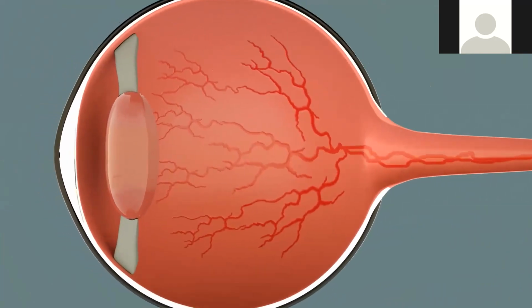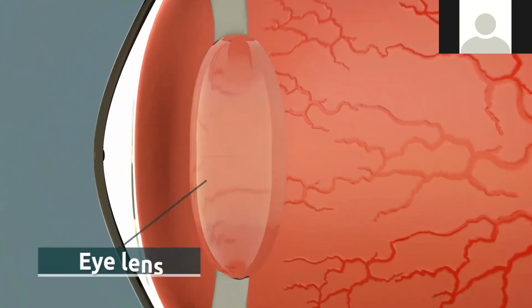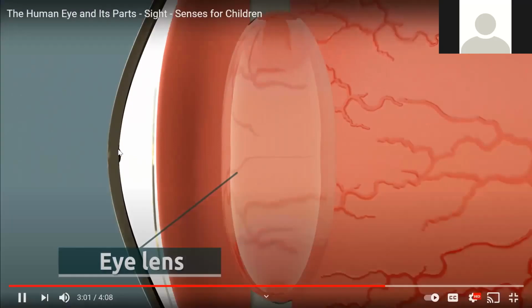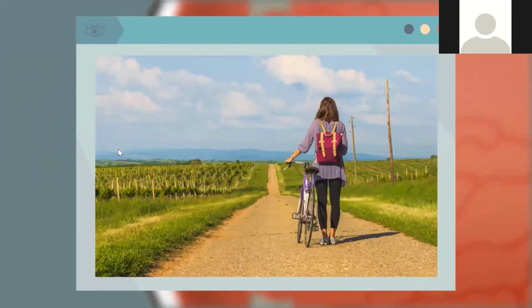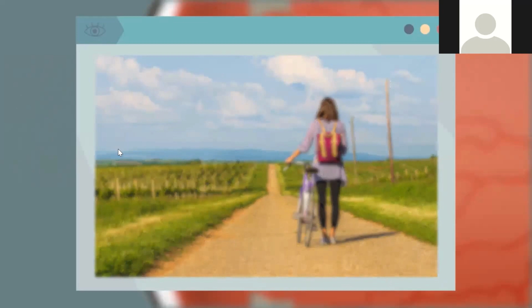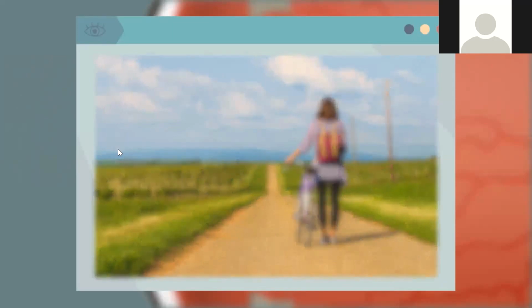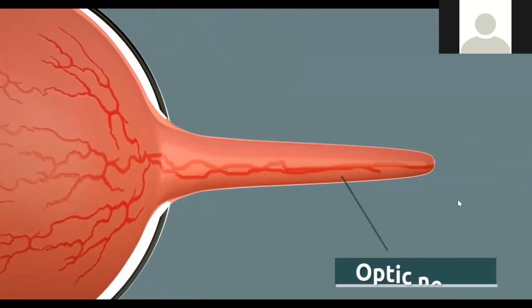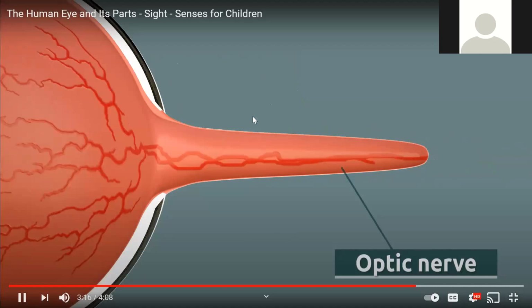The eye lens permits the eye to focus on objects that we see at a distance. As we grow older, the eye lens may start losing this ability. That's why elderly people have blurred vision. We call this eye fatigue or cataract. The optic nerve is like a messenger. It carries the visual information from the retina to the brain.